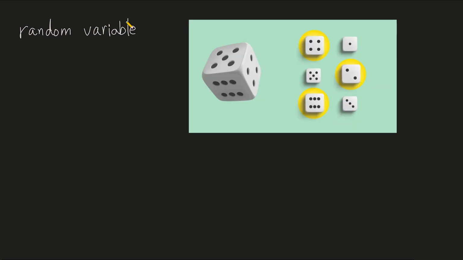The random variable. Let's start from an example. For example, we are throwing a fair six-sided die. So we use capital letter X to represent the outcome. So the outcome can be 1, 2, 3, 4, 5, 6.